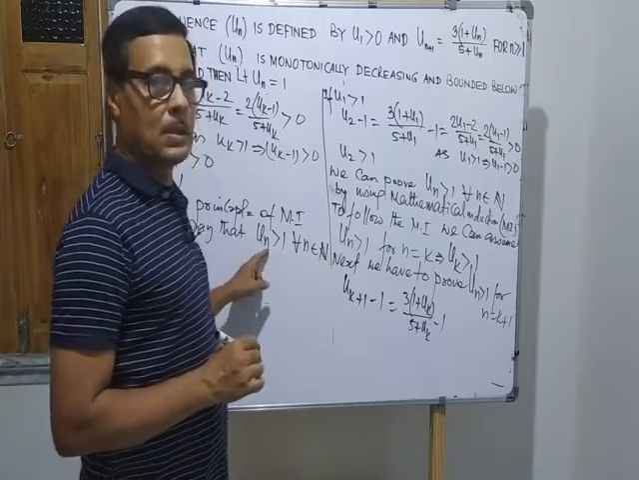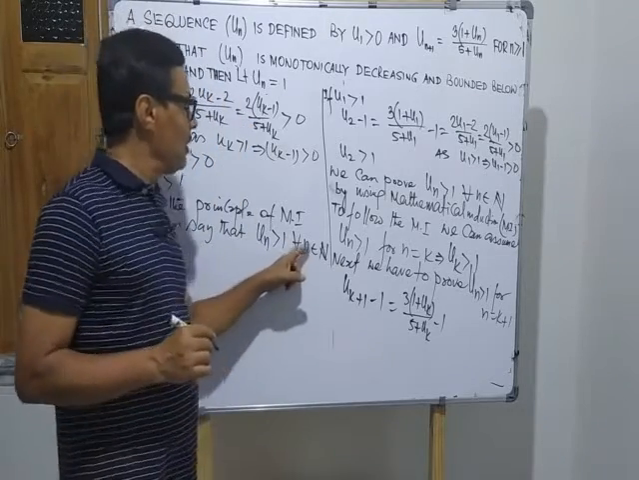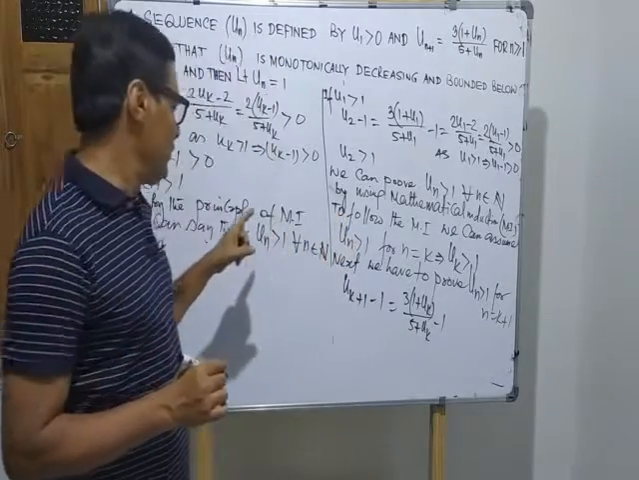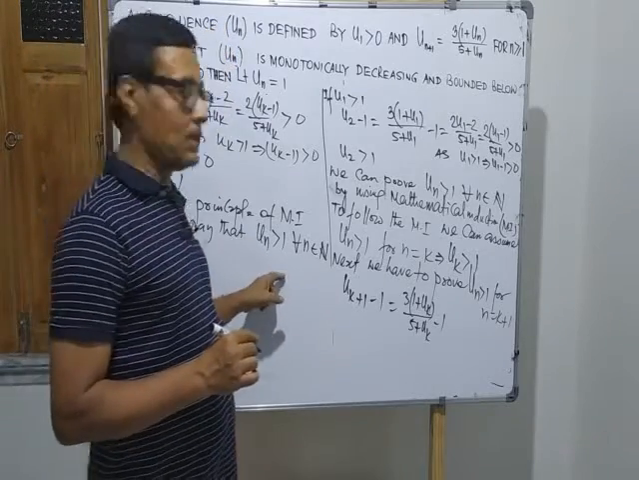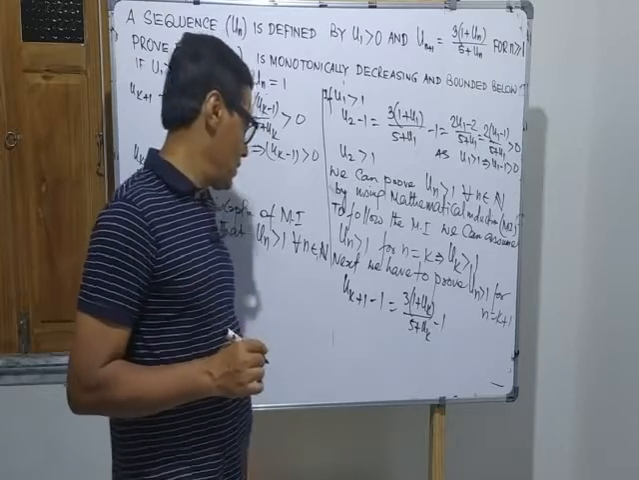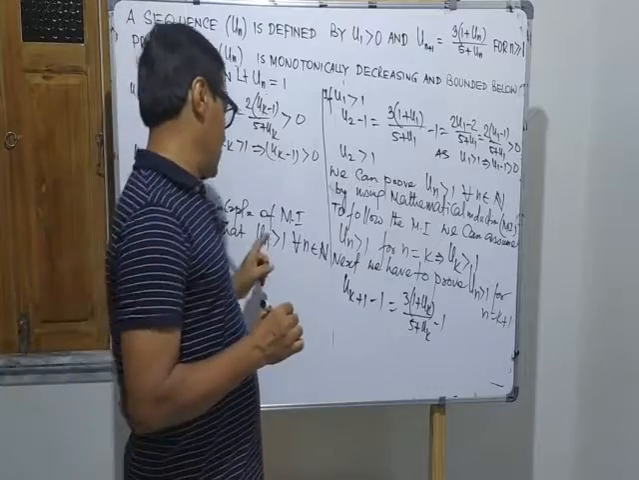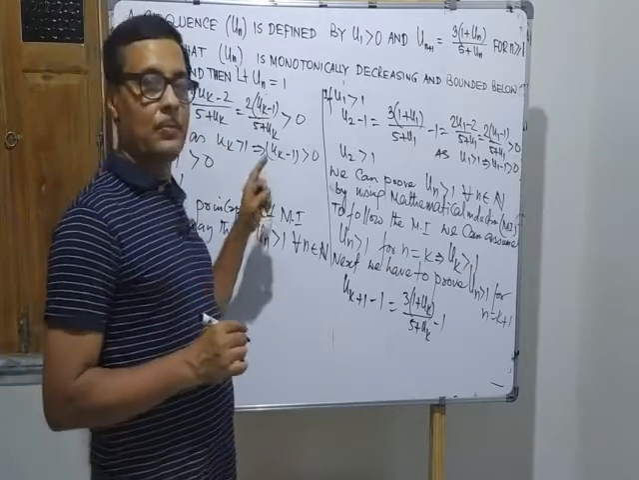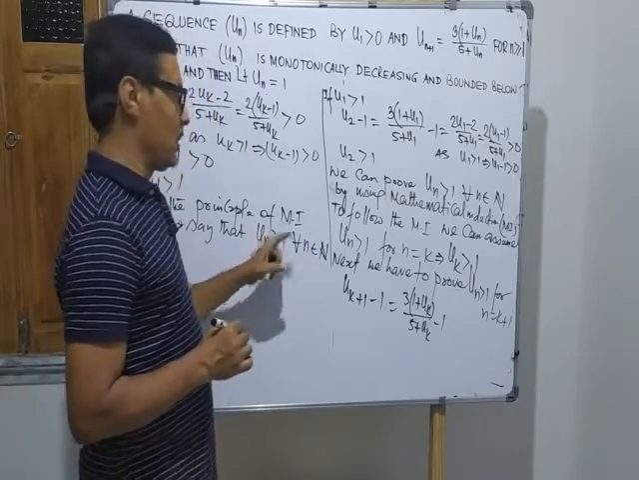This means the sequence is bounded below, because u_n greater than 1 for all n belongs to the set of natural numbers. Every term of the sequence u_n is greater than 1, that is 1 is the lower bound of the sequence u_n. So, we can say u_n greater than 1 means u_n is bounded below.